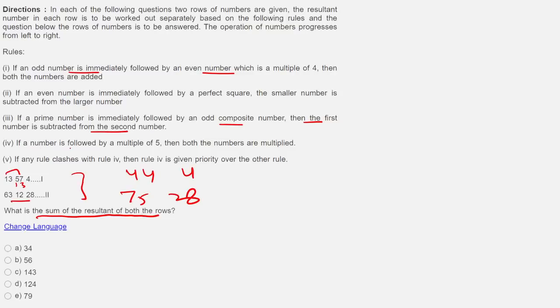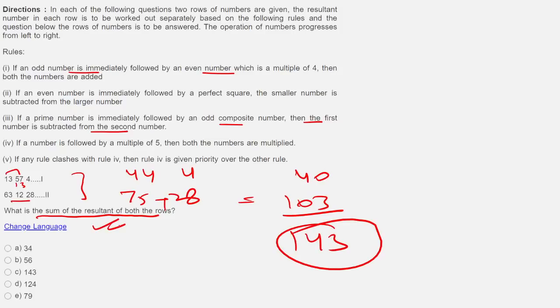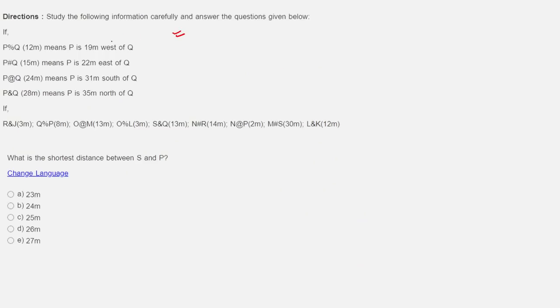If the number is a multiple, no, this is not happening. Now again, if an odd number is immediately followed by an even number which is a multiple of 4, then both the numbers are added. So this 75 plus 28, how much am I getting, is 103. And what do I get here? If an even number is followed by a perfect square, then the smaller number is subtracted from the larger number, then I'll get a 40. So how much am I getting? 143. That is what they are asking, the sum of the resultant of both the rows. I should get 143 as my answer. Let us look at this question now.